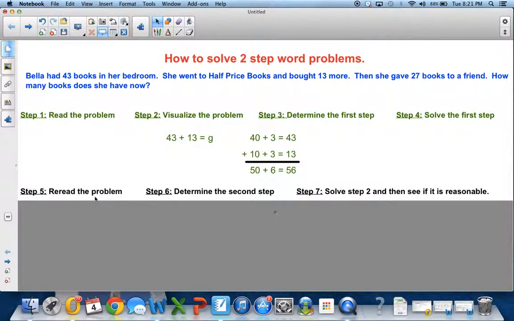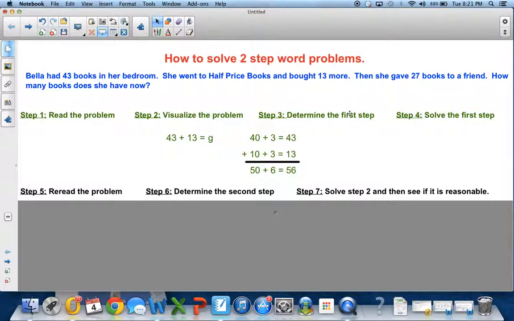So step 5 is to reread the problem. Bella had 43 books in her bedroom. She went to half-price books and bought 13 more. Then she gave 27 books to a friend. How many books does she have now? Step 6, determine the second step. Well, we've done addition to figure out how many books she has to here. Then she gave away 27 books to a friend. So now we're going to solve step 2 and see if it's reasonable.